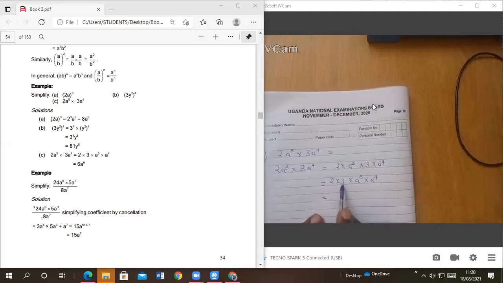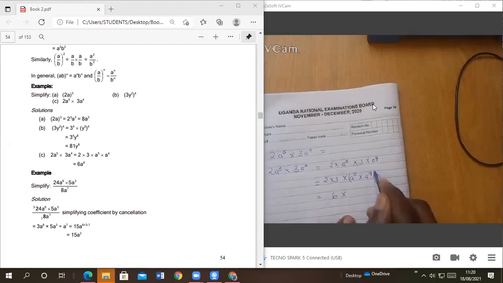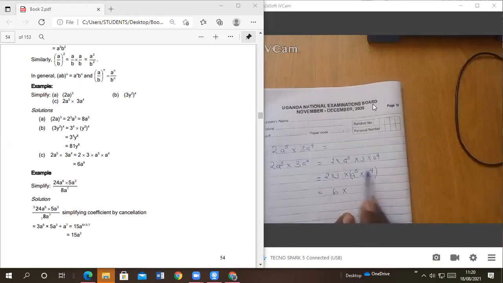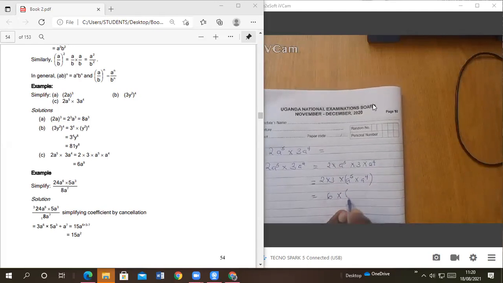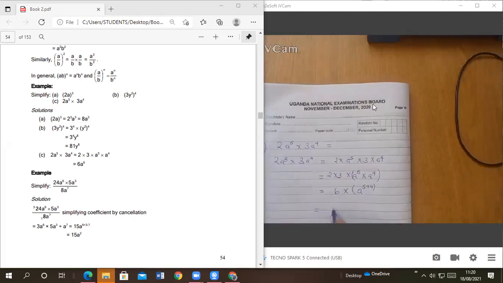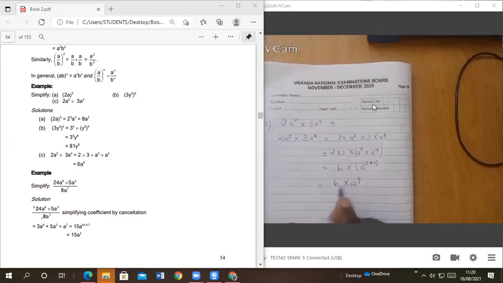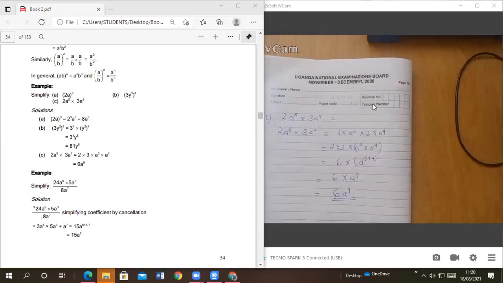We multiply this one normally, so you get 6 times. Now this one, they have the same base. What do we do to the powers? We add the powers. So it becomes a to the power 5 plus 4, which will give us 6 times a to the power 9. So when we combine them, it gives us 6a to the power 9. Have you seen that?